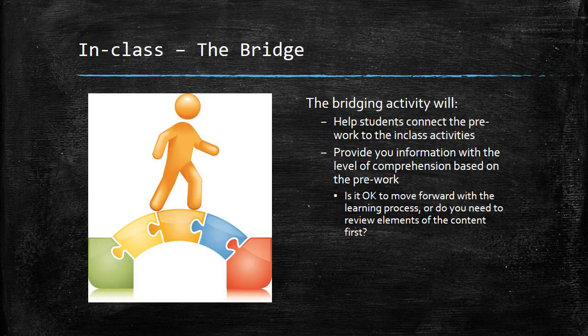Once you're face-to-face with the students, there's many opportunities to provide formative assessment. The first is with the bridging activity. And we're becoming more and more convinced that the bridging activity is critical to a successful in-class experience. First, it helps the students make the connection between their pre-work and the in-class activities. And secondly, it provides you with information about their level of comprehension. Is there some content that you need to review with them before you can move forward on the next learning activity?